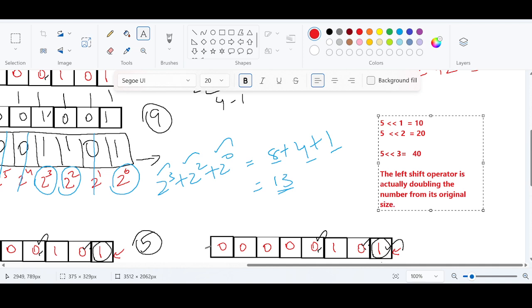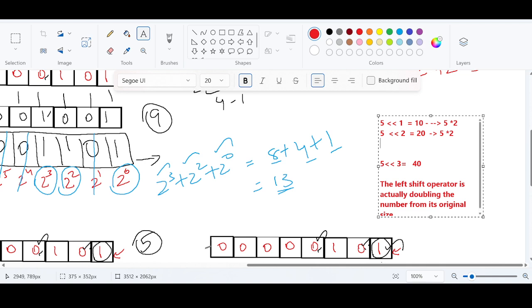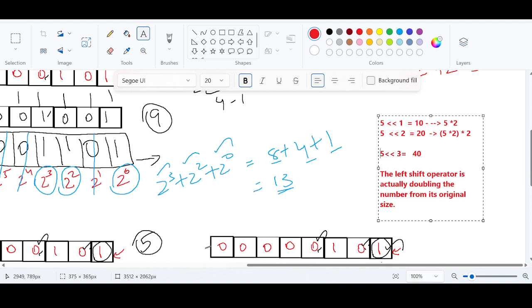So what is happening behind the scenes? If I do 5 left shift 1, it is taking 5 into 2. And again, if I do 5 left shift 2, the whole thing again gets multiplied with 2. This is the pattern. And if I take 5 left shift 3, this whole thing is getting doubled, multiplied with 2 into 2.